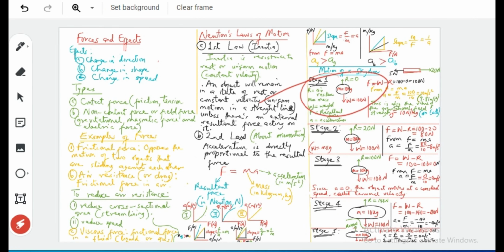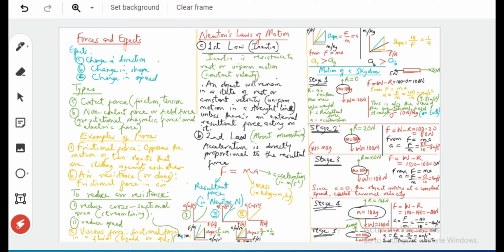Stage 1, stage 2, stage 3, stage 4, and the last stage. Stage 1 is when it's just about to start falling. Air resistance is 0 because it hasn't started moving. It's only weight that is acting, so the weight is 100 Newton, giving us a resultant force of 100. And so acceleration is 10 meters per second squared. Stage 2, it is moving faster because of the acceleration. So air resistance increases to 20 because as speed increases, it's moving faster.